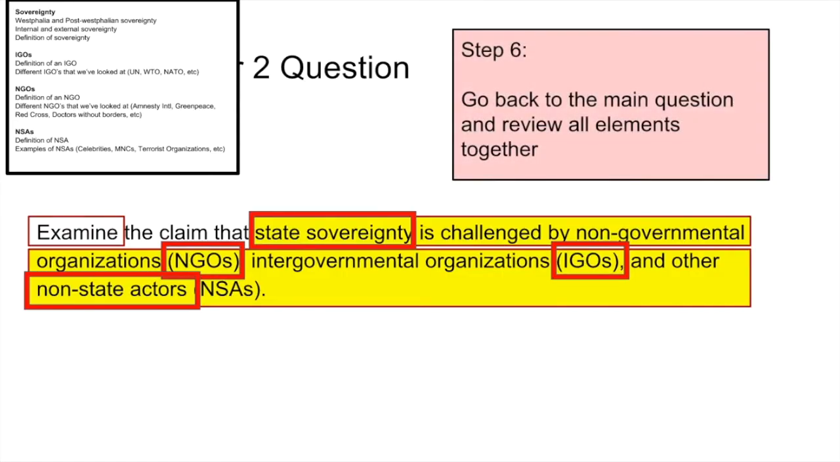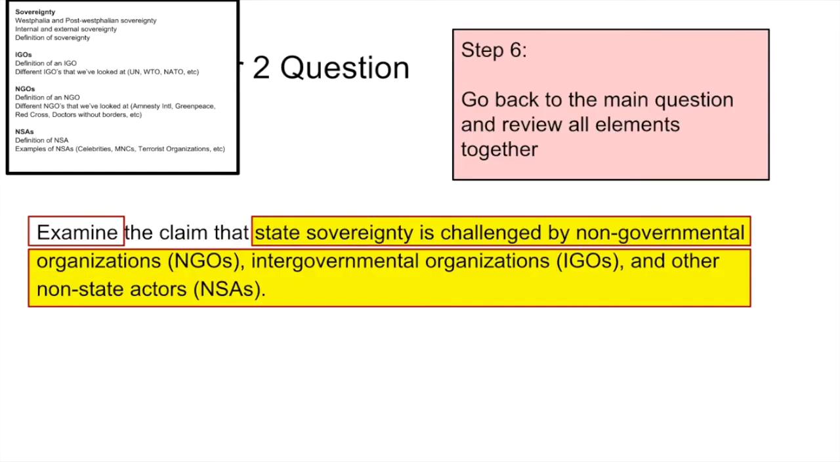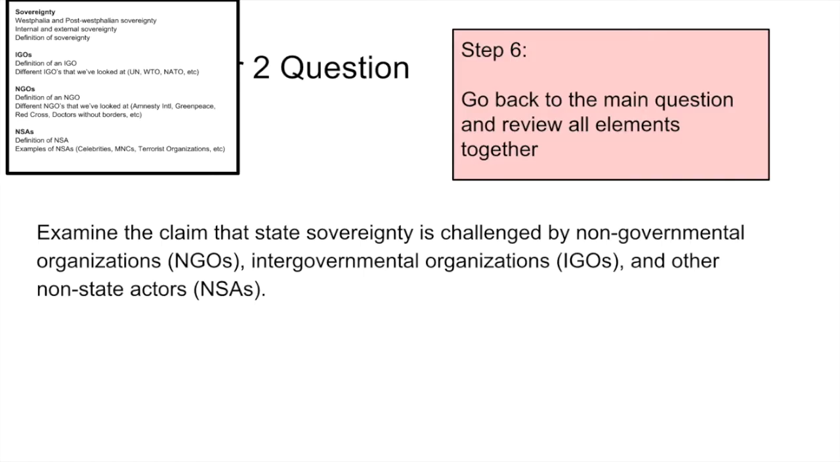Okay, go back over. At this point, we have as much as we really need. I would go back to the main question and try and review all the elements together, okay? So let's get rid of these. What we have is: examine the claim that state sovereignty is challenged by NGOs, IGOs, and non-state actors. If we remember, we're reviewing relationships and ideas and how these words are all connected in some way. What's the connection? We're examining state sovereignty and the challenge that these organizations have on sovereignty.